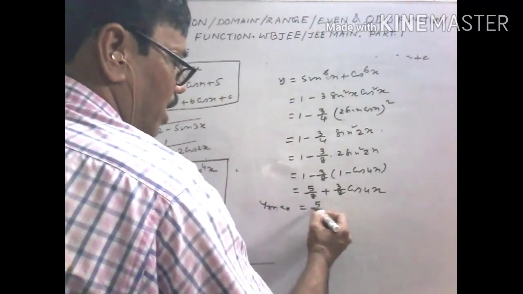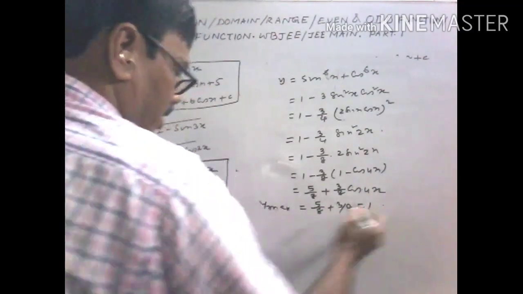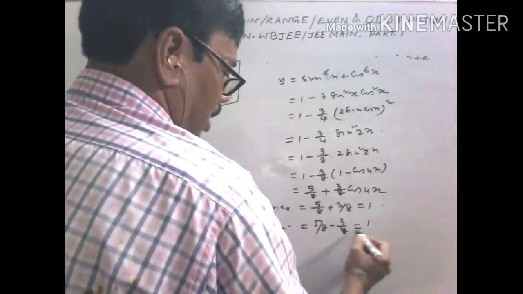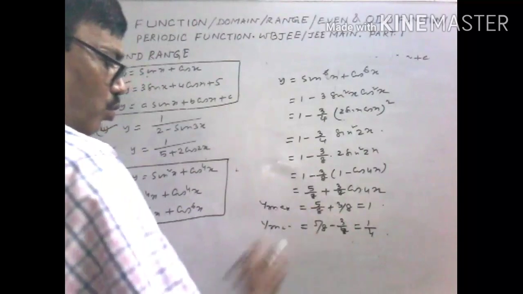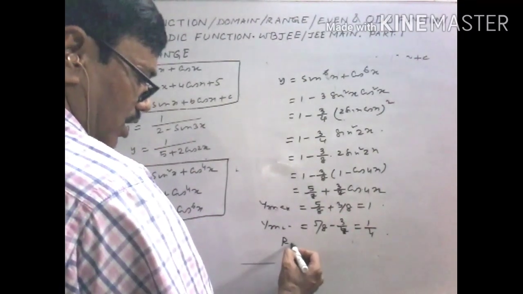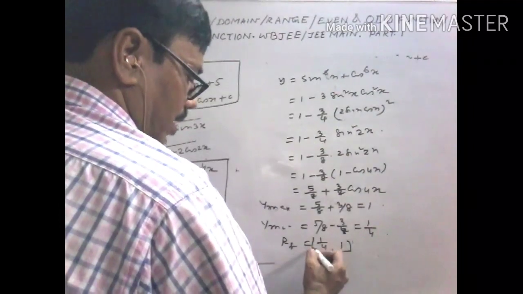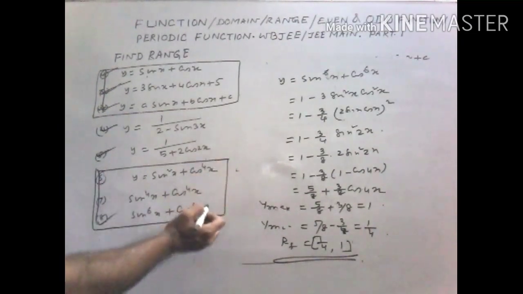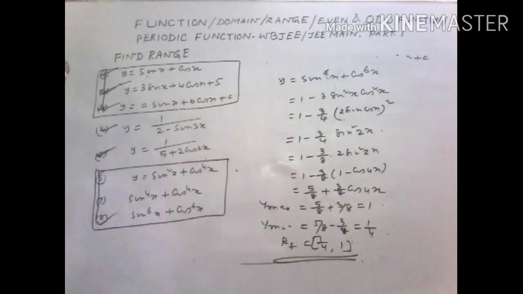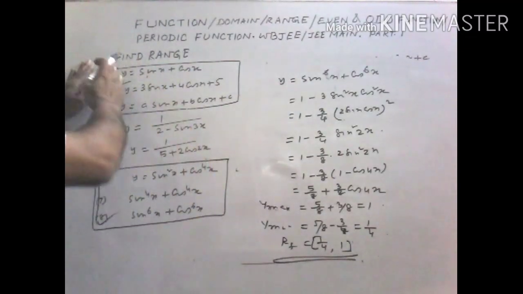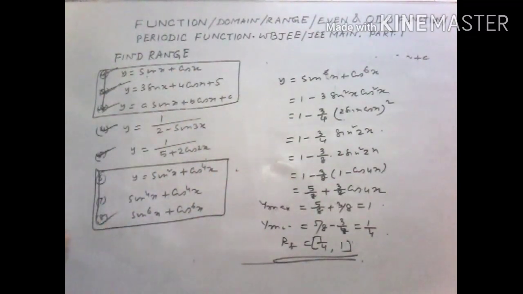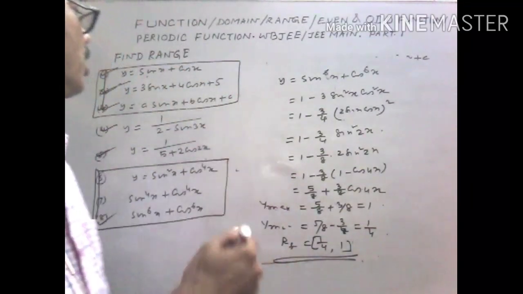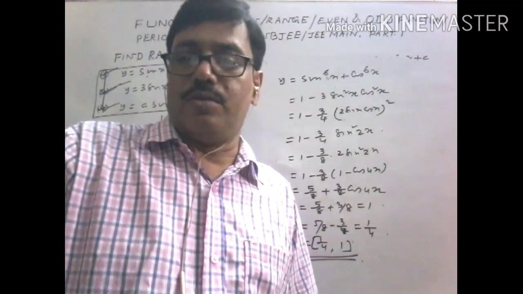Now what is y maximum? 5 by 8 plus 3 by 8, it is 1. So y minimum is 5 by 8 minus 3 by 8. So this is 2 by 8, that is 1 by 4. So what is the range of it? The interval of maximum and minimum. In each problem, the maximum value is 1. You have to find the minimum one. So these are problems of finding the range of trigonometric functions. Today we consider only simple ones.